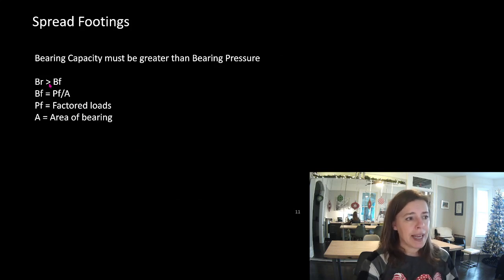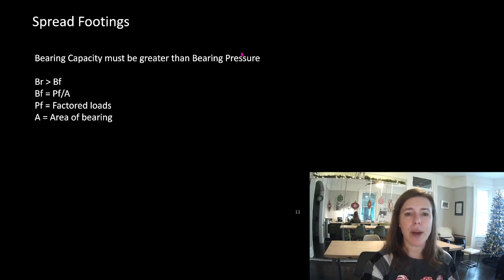Well, what we're saying is the bearing capacity of our soil must be greater than the bearing pressure we're exerting on it. So remember, that little R means it's a reduced capacity. That little F means it's a factored load. Well, bearing capacity and bearing pressure, you remember pressure, stress? We've talked about that formula before. We know that stress equals force divided by area. So our BF is the same as our PF divided by our area.